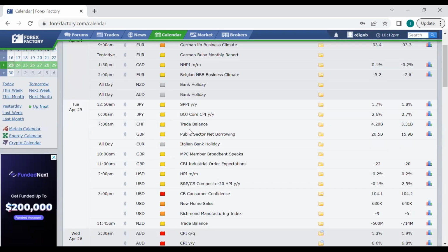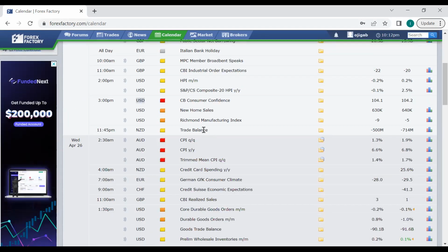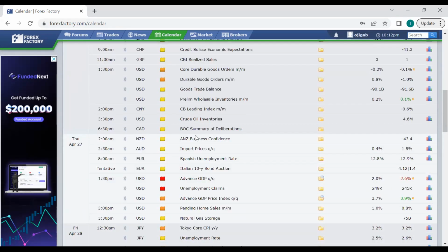And on Tuesday, we have the CB consumer confidence news coming out to affect the United States dollar. And then for traders looking to trade the Australian dollar, be very careful. We have a very high impact news, the CPI data that will be coming out early on Wednesday. And on Thursday, which I think is pretty much the most important news affecting the United States dollar, which is the advanced GDP data, which will be coming out on Thursday.